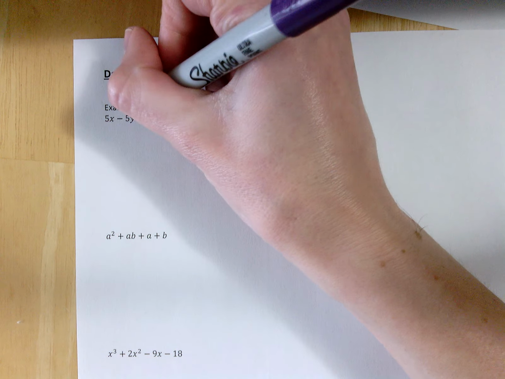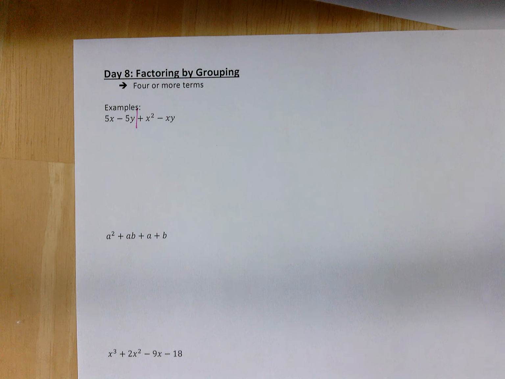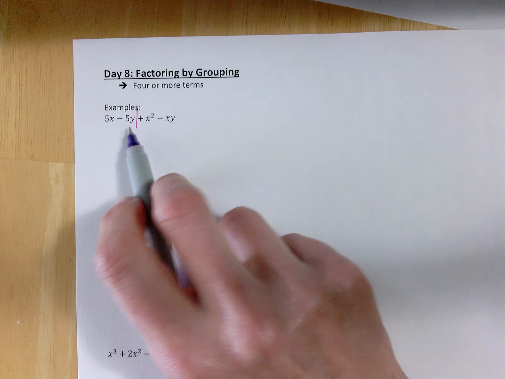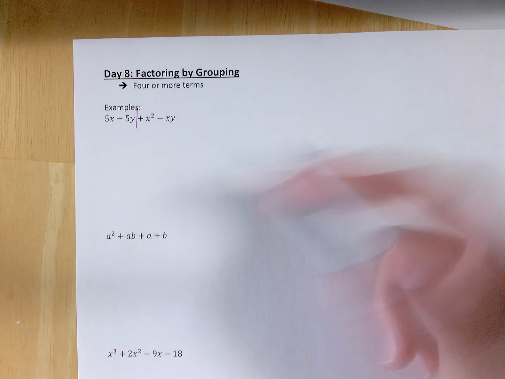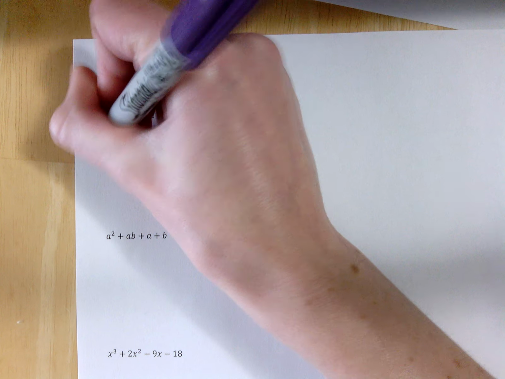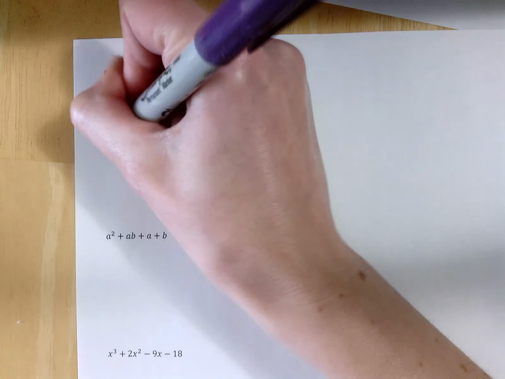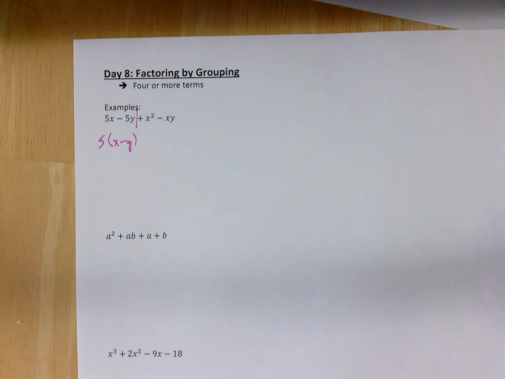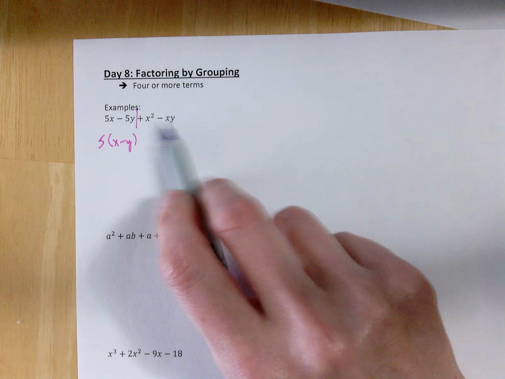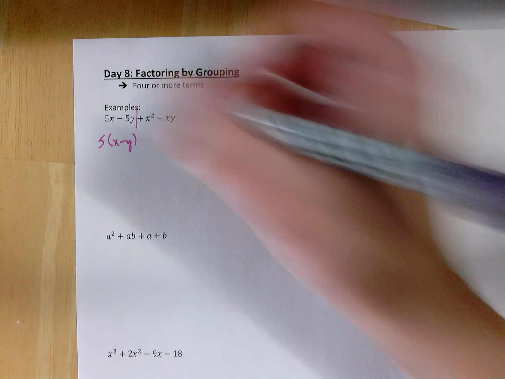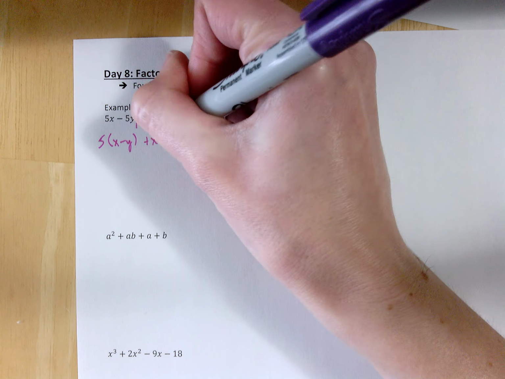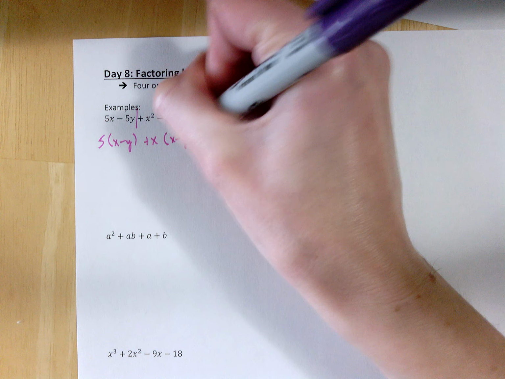So the first way is you split the problem in half, and then you GCF each half. The common factor between 5x and 5y is 5. And when I factor that out, I'm left with x minus y. Then on this side, your common factor is x. So I'm going to pull out a positive x, and that leaves me with x minus y.